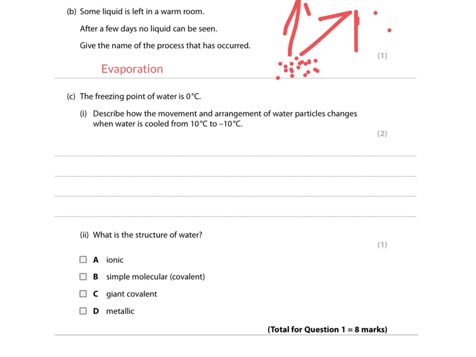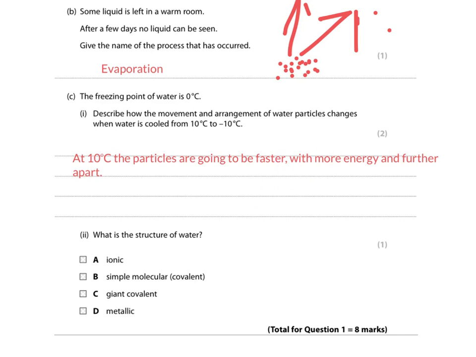At 10 Celsius, the particles are going to be moving around faster, they're going to have more energy, and they're going to be slightly further apart. Or you could say the converse argument, so the opposite argument, which is at minus 10 Celsius, the particles are going to be slower, or pretty much not moving because they're in a solid, just vibrating. So they're going to have less energy, and they're going to be closer together and arranged in a regular arrangement. Whereas in water, they're going to be arranged in a random arrangement.